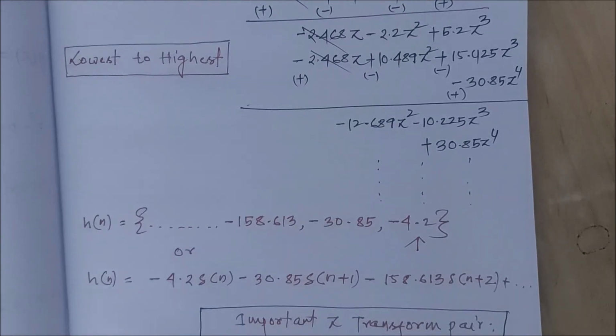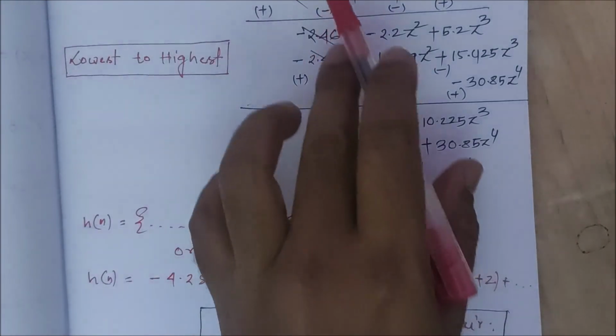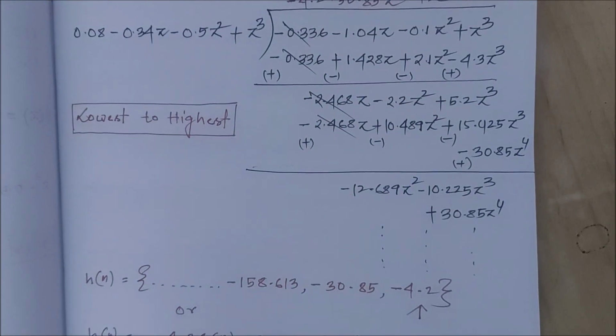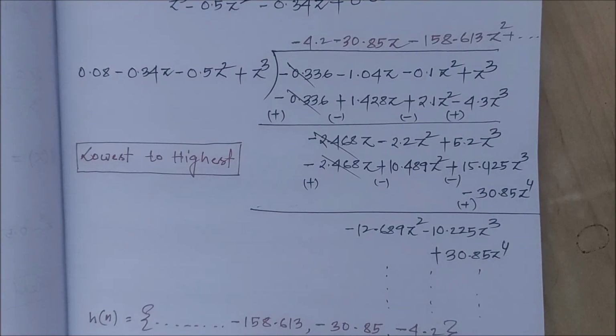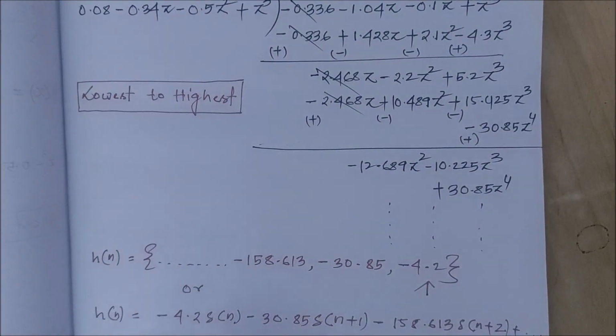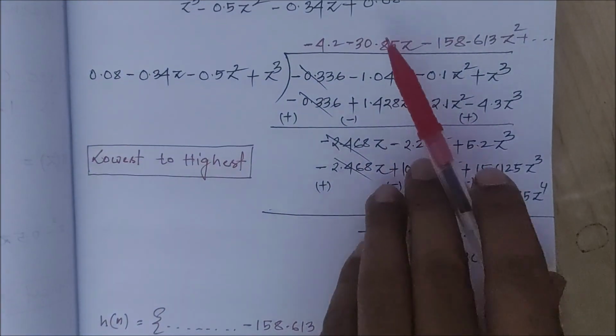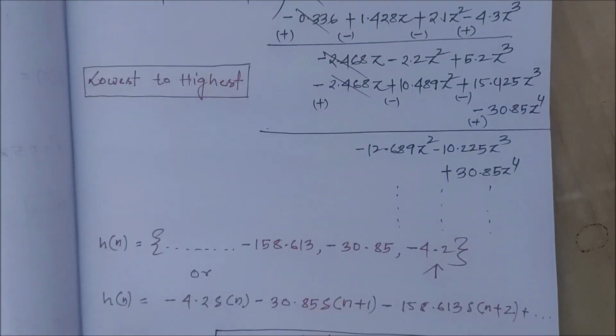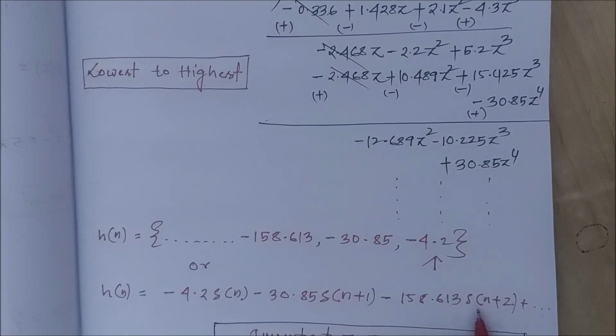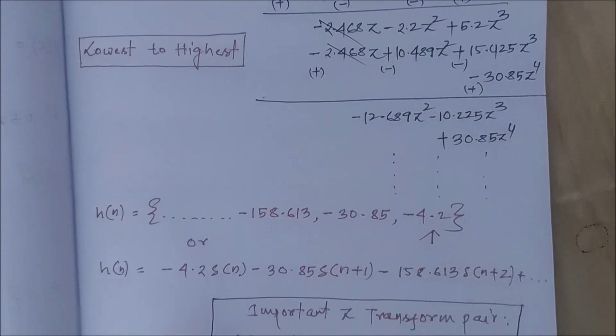And the same sequence can be written in the form of impulses as h of n is equal to minus 4.2 del of n, then minus 30.85 del of n plus 1 because we have positive power of z, then minus 158.613 del of n plus 2 and so on.